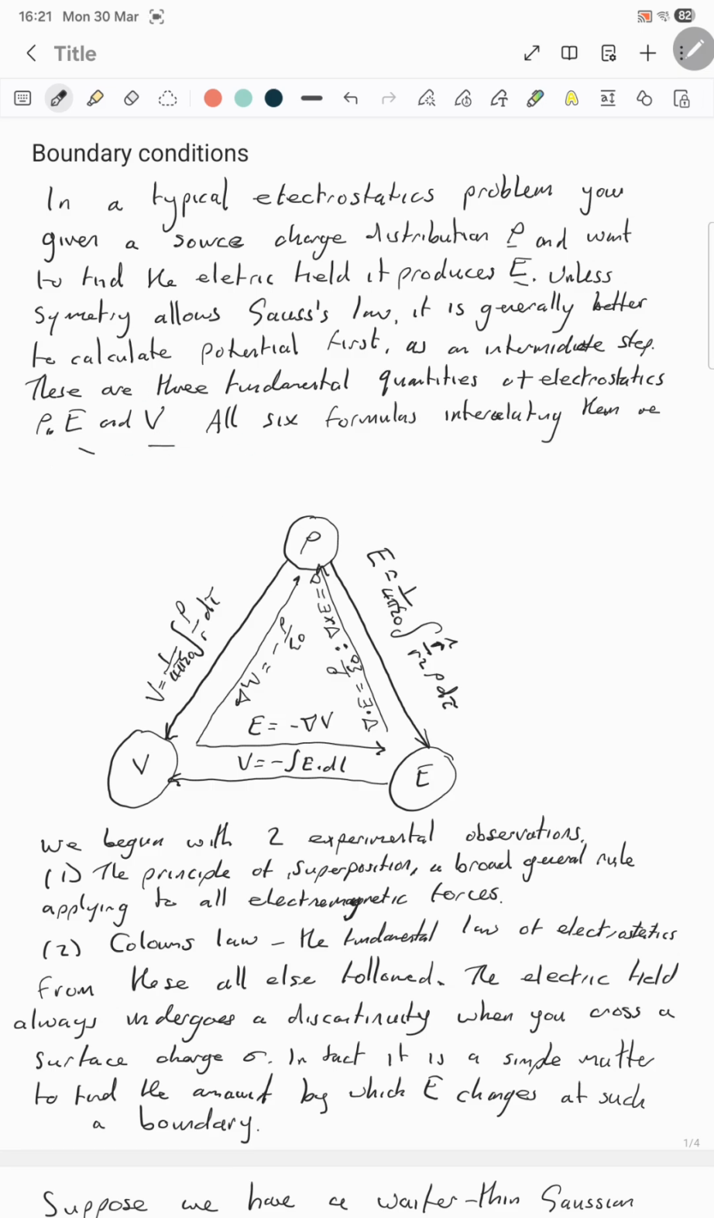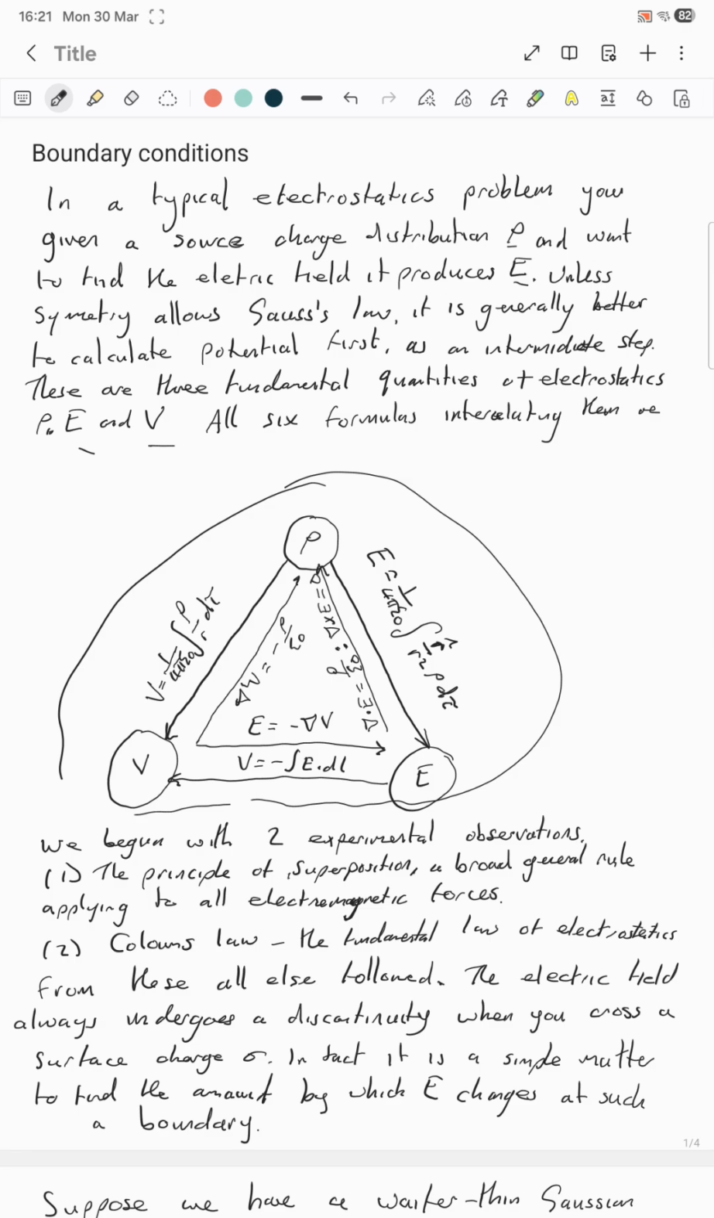All 6 formulas interacting, then we have this. Now, if we would begin with 2 experimental observations: 1, the principle of superposition, a broad general rule applying to all electromagnetic forces. 2, Coulomb's law, the fundamental law of electrostatics. From these, all these followed.